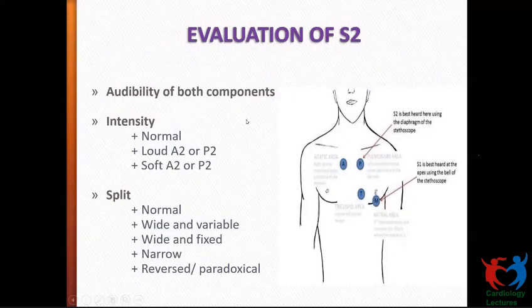Now, what are the things to describe when you're describing S2? We are only describing S2. Remember, it is diastolic. Remember diastolic shock. One is intensity. You will describe whether it is loud A2, loud P2, soft A2, or soft P2. I'll come to how to describe each of them. Split is extremely important. Rather, it's better to start with split and then go to loudness. Split could be normal, wide variable, wide fixed, narrow, which is a little controversial, or reversed or paradoxical split.